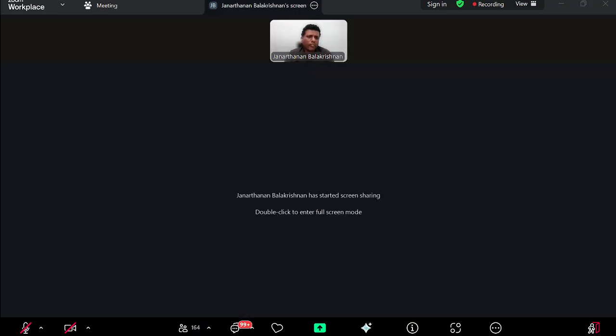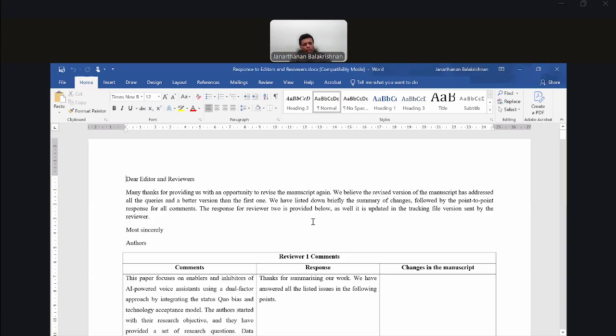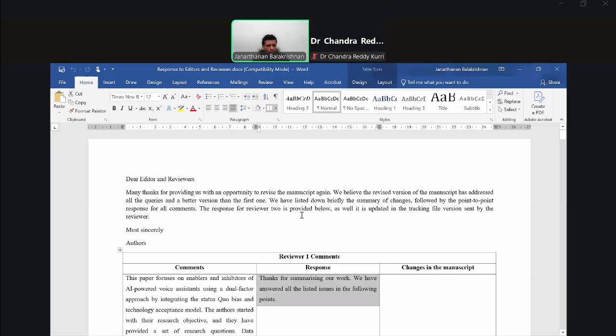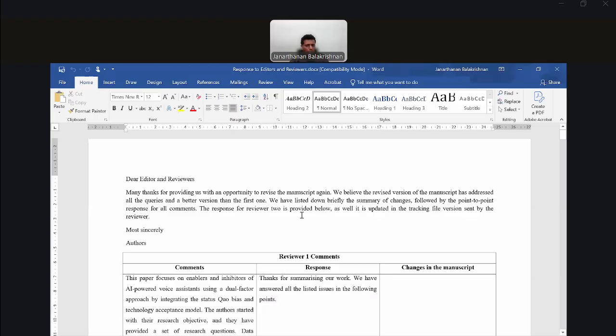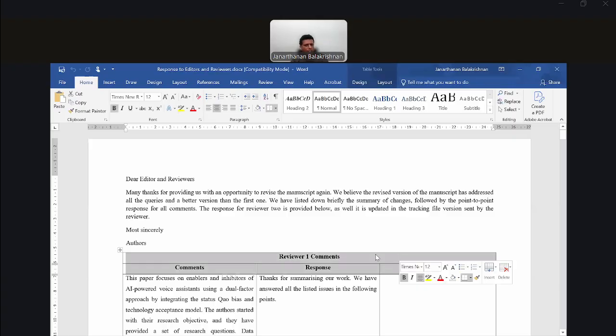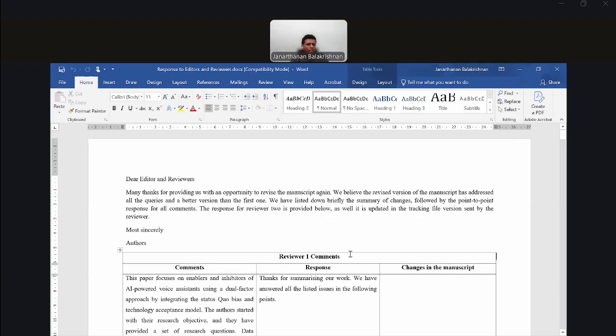So in revision 1, you always have that in mind: be polite to reviewers, always thank them. While summarizing, whatever they have given, don't miss any sentences from the reviewers. So you try to thank your editor and reviewers at the top. And this is the first review. So what you do is there are 3 columns necessary: comments, response, and changes in the manuscript. This is very, very mandatory.